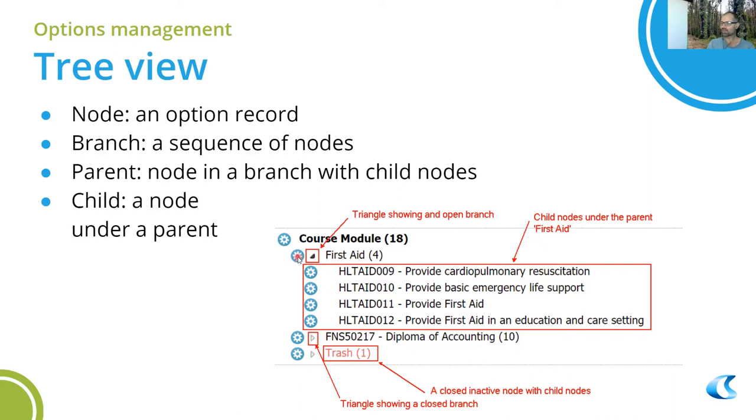The branch here is the first aid branch, because you've got these four different first aid units of competency coming off that first aid branch. So this is really grouping the courses together. And then this parent. The parent represents the node here that's above these child nodes, and these are the nodes underneath the parent. So those are the four: node, branch, parent, and child. That's the terminology to get to grips with here. Within a triangle, you open up that triangle and you get to the children underneath that particular parent node.